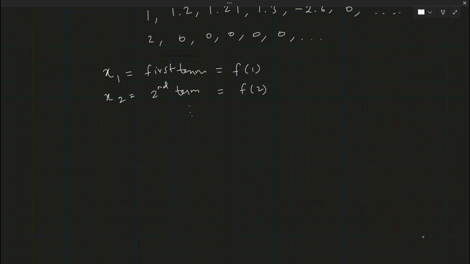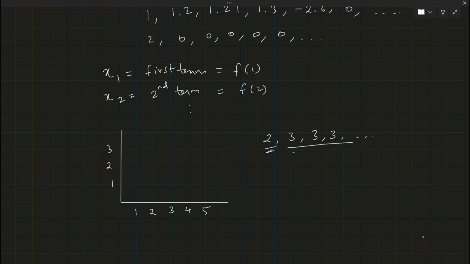And now to graph a sequence, we would consider the x and y axis, and on the x-axis we would let the natural numbers sit, 1 2 3 4 5 and so on. And on the y-axis, this is where we are going to visualize the points of the sequence. For example, we would have 1 2 3 4 and so on. Now let's say that our sequence is 2 3 3 3 and so on. So in the sequence the first term is 2 and all the other terms are 3.